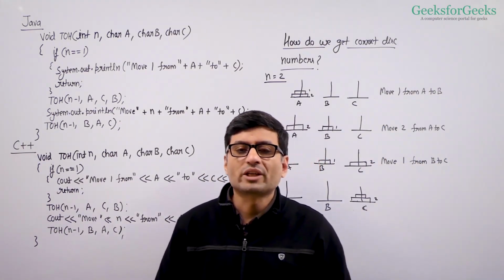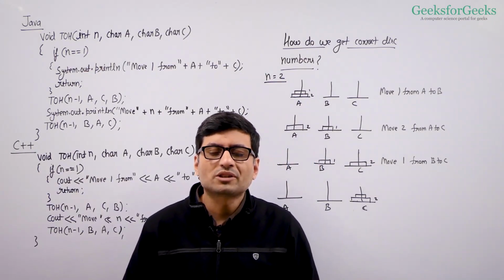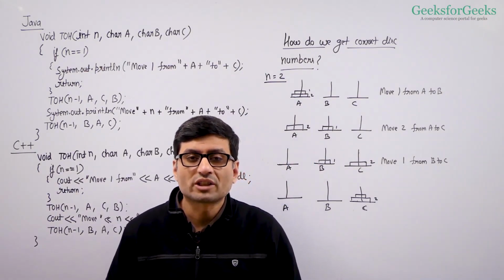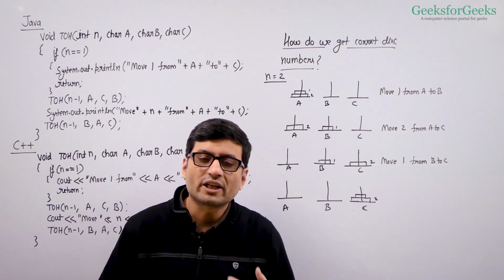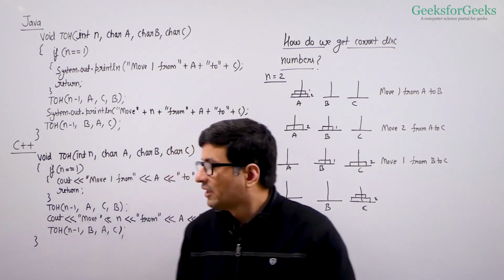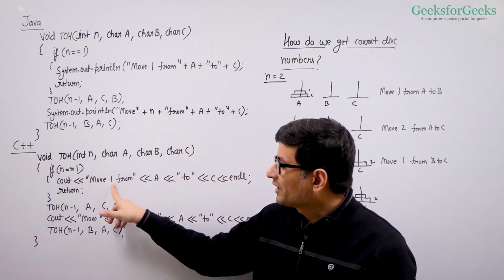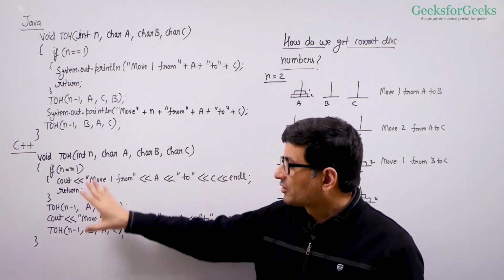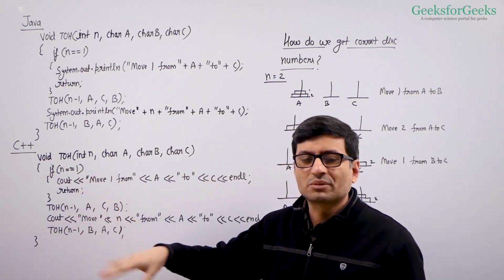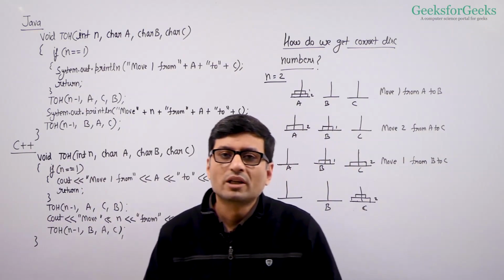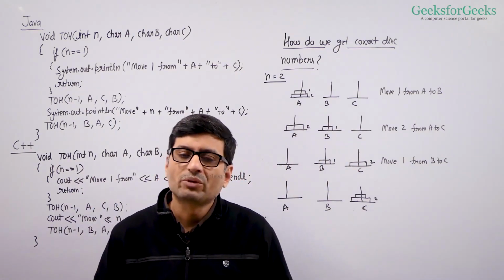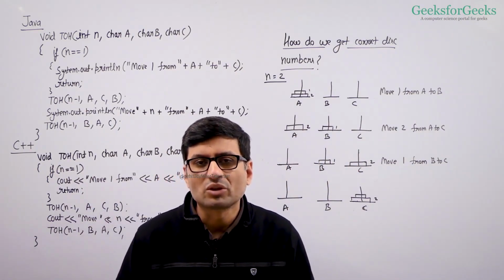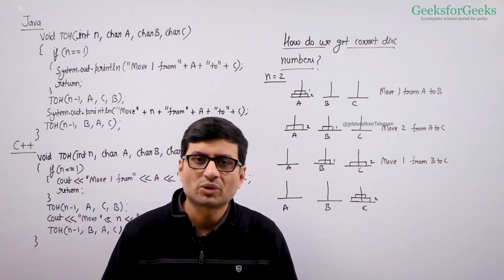Let's quickly take a look at the disk numbers. How does this recursive function ensure that we get the correct disk numbers printed on the screen? In this recursive function, we print 1 here and we print n here. So how are we getting the correct disk numbers from this recursive call? Let's first understand it for n equal to 2. If we understand it for n equal to 2, we can quickly relate the higher values.